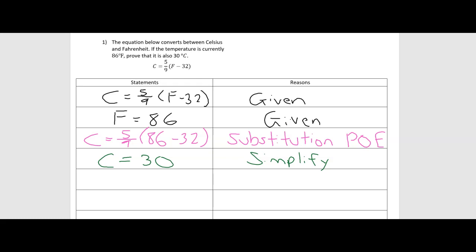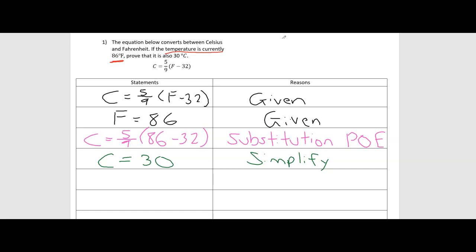They also tell us that F is equal to 86, and they do that with this line right here. It says the temperature is currently 86 degrees Fahrenheit. So F stands for the temperature in Fahrenheit, which means F is equal to 86. Now, if we want to figure out what the degrees Celsius is, then we need to substitute 86 in for F in our equation, right?